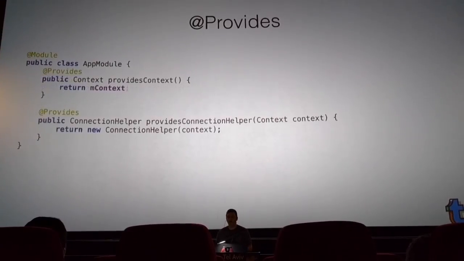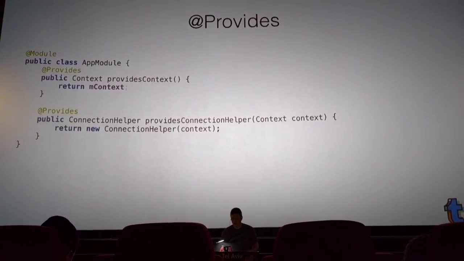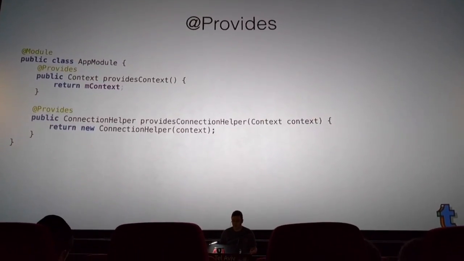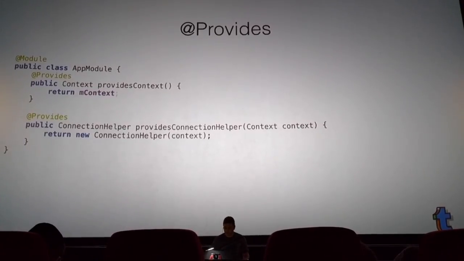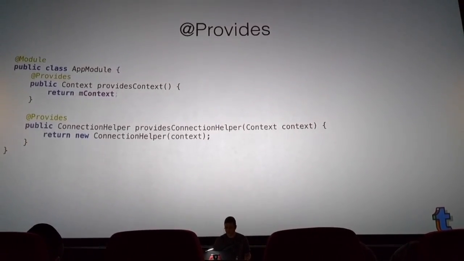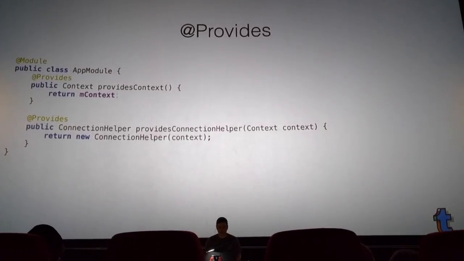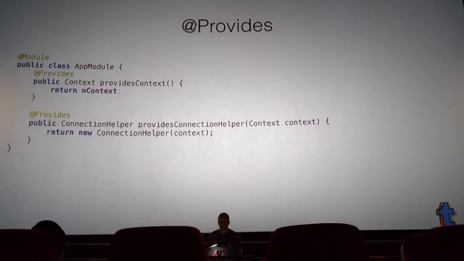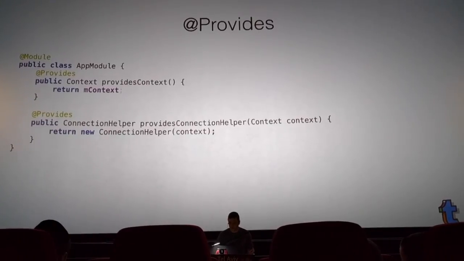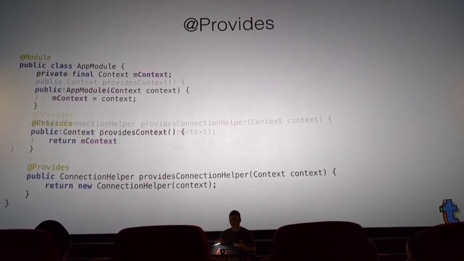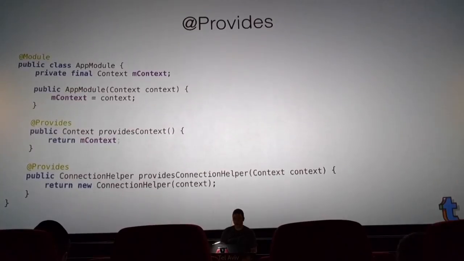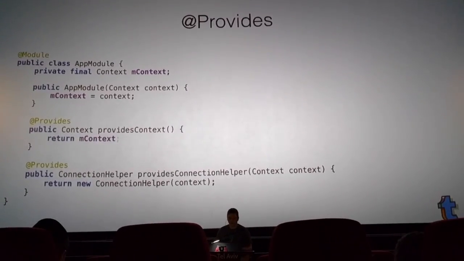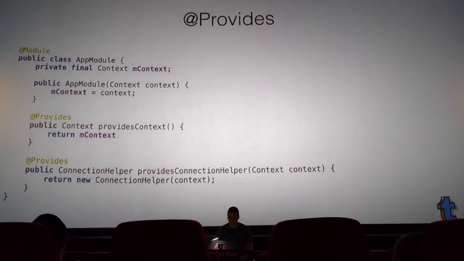So we need to provide it a way to return a context. So we provide a method, we annotate it, we say this is the context you should use whenever you find a dependency that requires a context. But even though we told it to return a context, this isn't actually a defined variable yet. We don't have an instance of context. So in this case, we just create a constructor for the AppModule. We pass it a context, and we say, this is the context you should use, or save this context, and whenever you need to use provideContext, this is the context you should return.